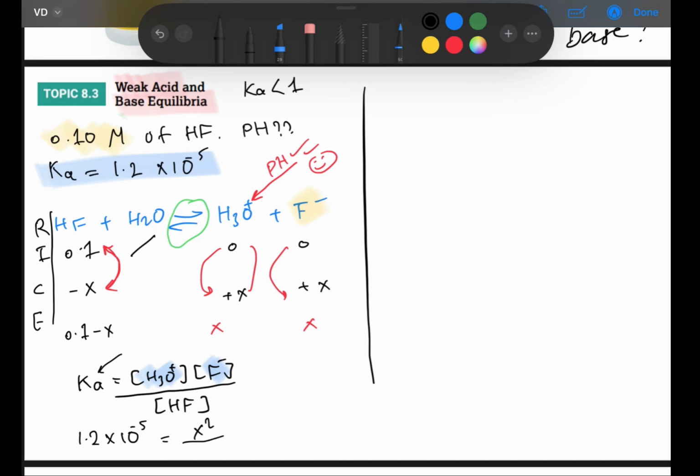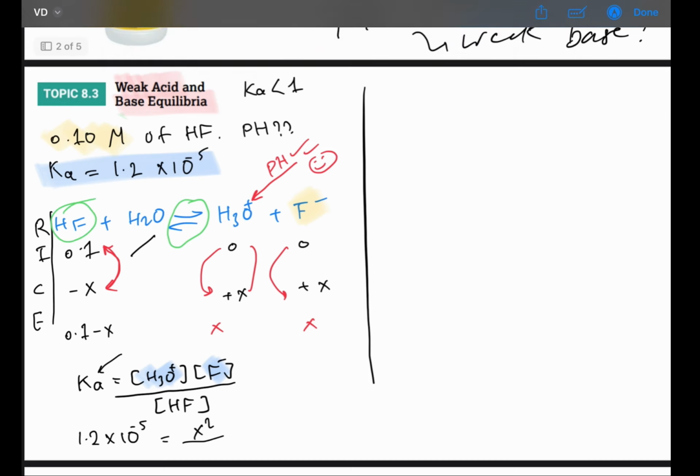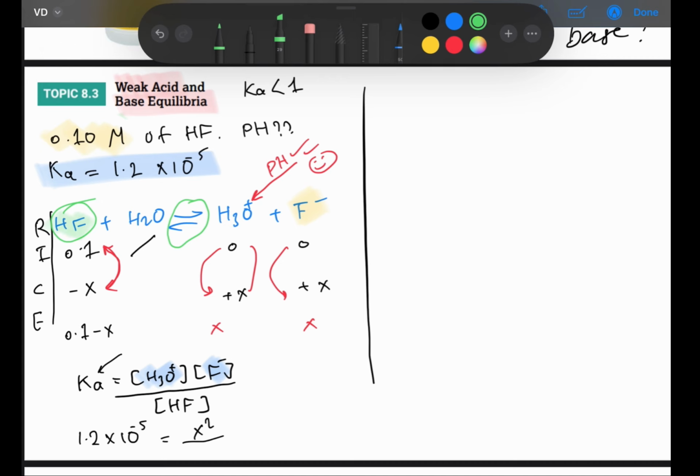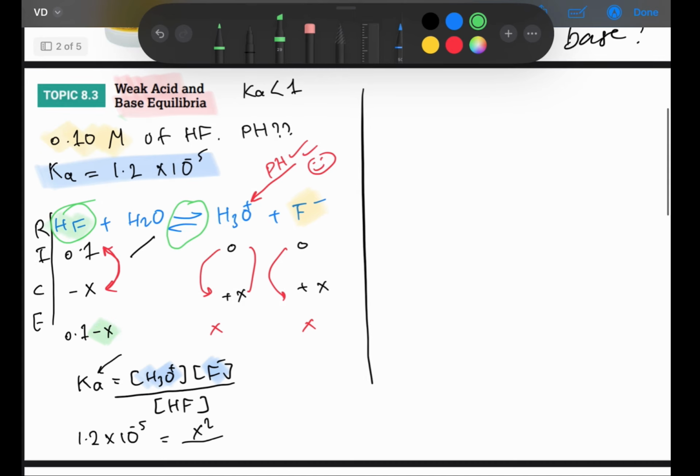Okay, I just want to tell you something about HF. We're going to neglect this part, minus X, because you don't need to solve a quadratic equation in your AP exam. So we neglect this value in here. Okay, we neglect it.